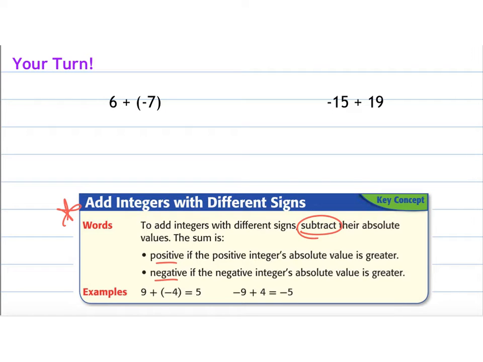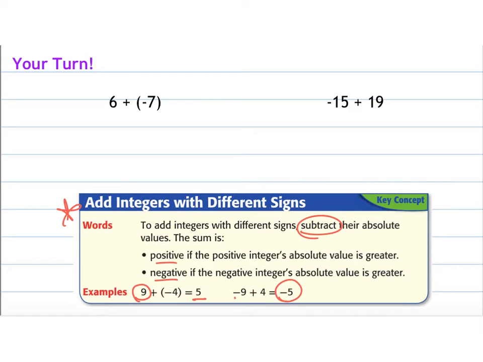Well, you find the difference between 9 and 4, which is 5. And since you have more positives, your answer is going to be +5. If we flip the signs here and we have -9 plus +4, again, the signs are different, so we're going to subtract. 9 minus 4 is 5. Since we have more negatives now, our answer is going to be -5.